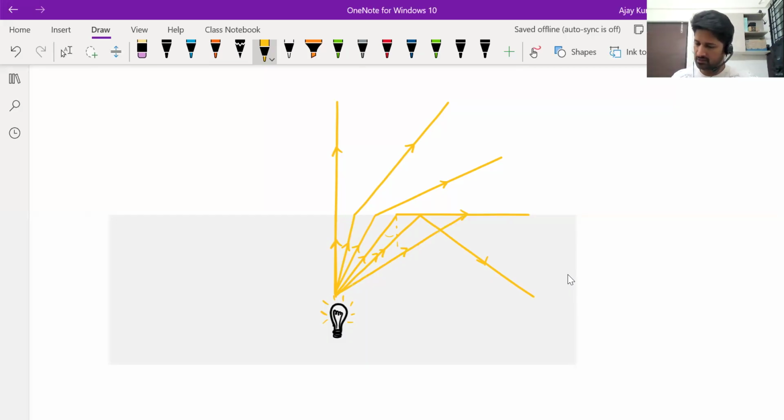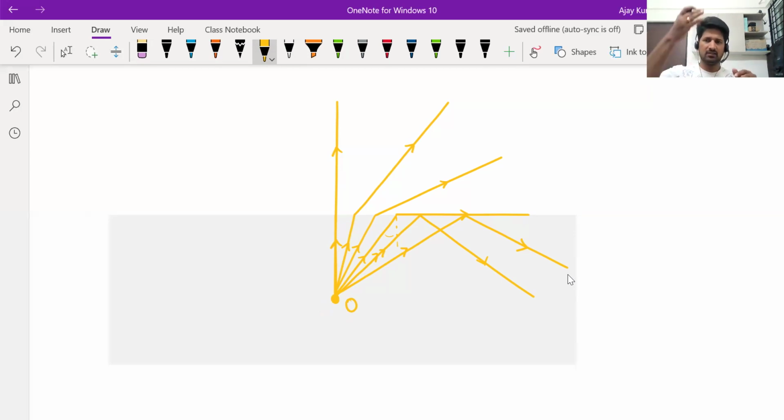Are you getting the picture? Yes, sir. Okay. The same will happen on the other side also. And now I will remove this bulb. We will think of it as a point source or a point object. Single point object. It emits light in all directions. The same pattern will be seen on the other side also.